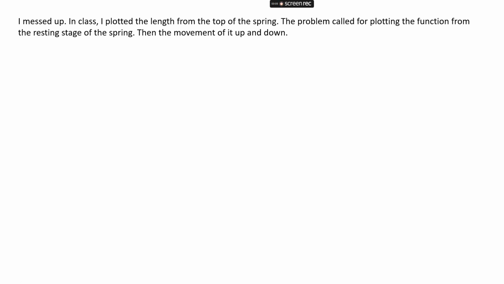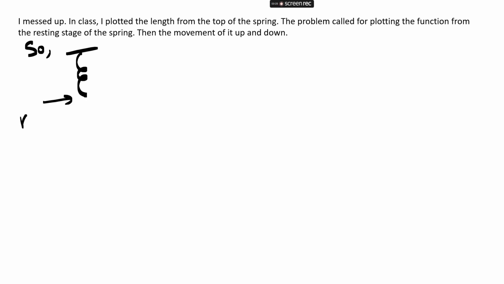All right, class, here's a little thing. When we did the class yesterday, I messed up on 4.5, number 31. The problem called for plotting the function from the resting area of the spring as opposed to the top of the spring. What I did is I did it from the top of the spring. Then there's also an issue with the B value. So let's talk about it real quick here.